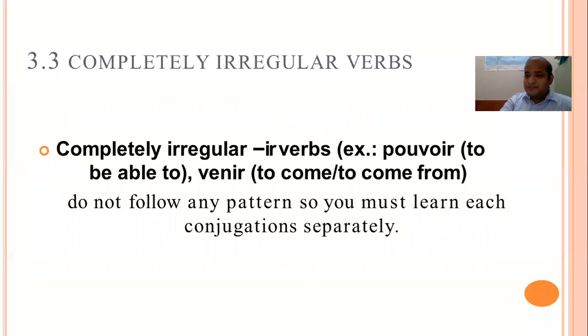So there are some verbs which are completely different, as I told you initially. So the verbs like pouvoir, which is to be able to or can, and the verb venir, which is to come or to come from, do not follow any pattern. So you must learn each conjugation separately. Okay. So you have to write it in your notebook and then write these verbs 10 times in a rough copy somewhere. That is the only key to remember.